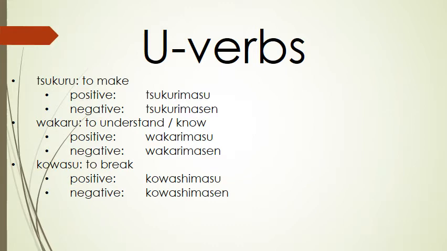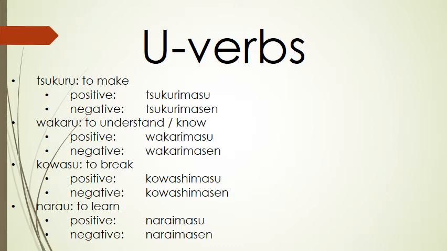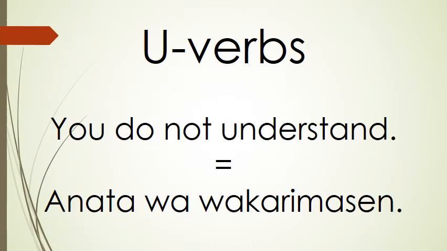Kawasu, to break. Its positive non-past form is kawashimasu. Its negative non-past form is kawashimasen. And narau, to learn. Its positive non-past form is naraimasu. Its negative non-past form is naraimasen. Let's look at an example sentence. You do not understand would be translated as anata wa wakarimasen.